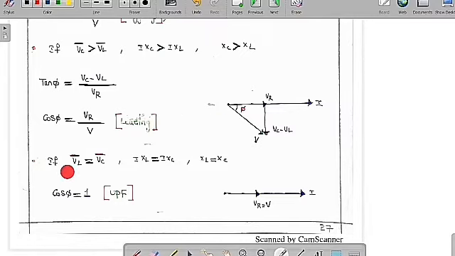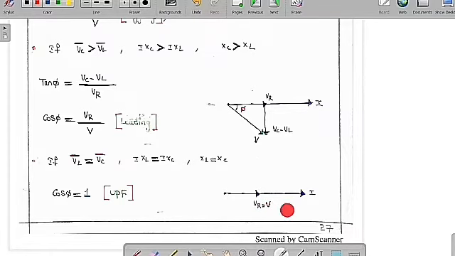Suppose the last case is VL bar equal to VC bar; then what is going to happen? VL bar is equal to I into XL and VC bar is equal to I into XC. I gets cancelled, so we get XL is equal to XC. This means that if the upper vector is equal to the downward vector, there will be a net zero in the upward and downward direction.